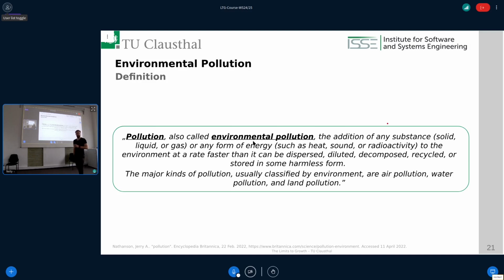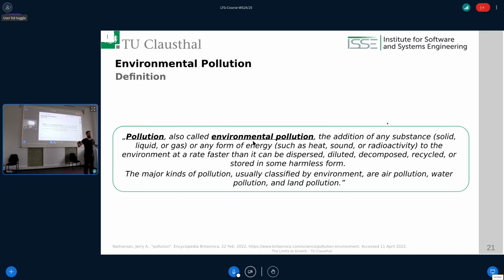But there's, of course, also something like sound pollution. I'm living in the middle of Braunschweig on an extremely busy street. Sleeping with an open window in the summer is not an option because it's so loud, even in the middle of the night. And that is sound pollution. It cannot be dispersed, diluted, decomposed, and especially not recycled or stored in some harmless form. And this harmless form part is probably the most important aspect here. You can put a lot of stuff in the environment, but if it's too much or the wrong type of stuff, so that it's not harmless anymore, then we're talking about pollution. Just a simplification of that definition.